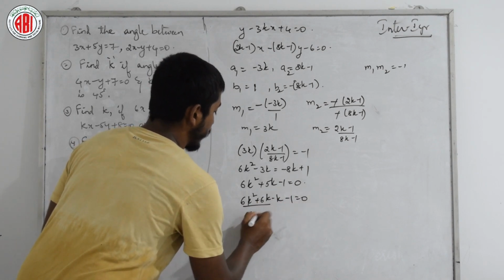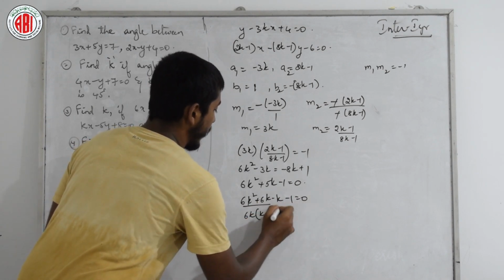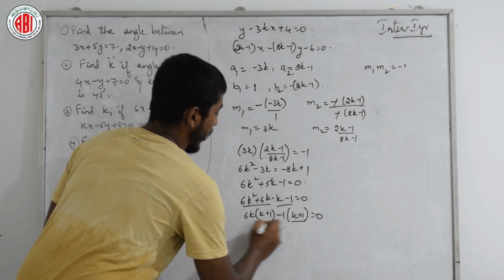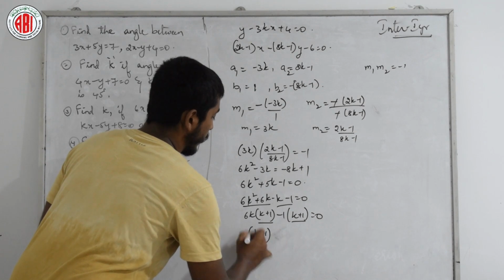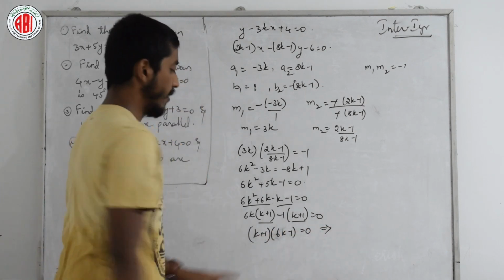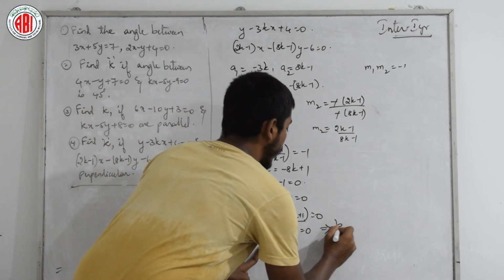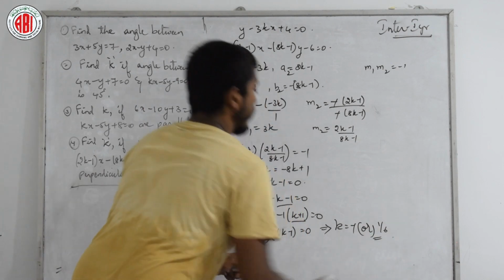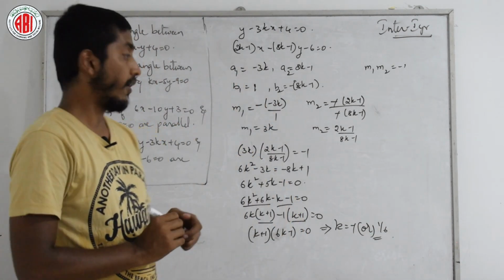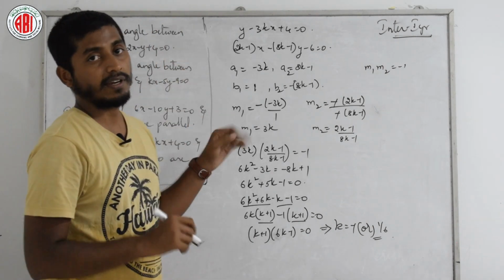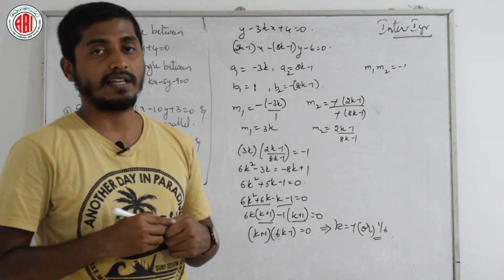Here take 6k as common, you will get k plus 1. Here take minus 1 as common, you will get k plus 1. Now take k plus 1 as common, you get 6k minus 1 is equal to 0, which clearly we can write k is equal to either minus 1 or 1 by 6. Is it clear? This is how we find the values of k when two different lines are given and the angle between the two lines is given.